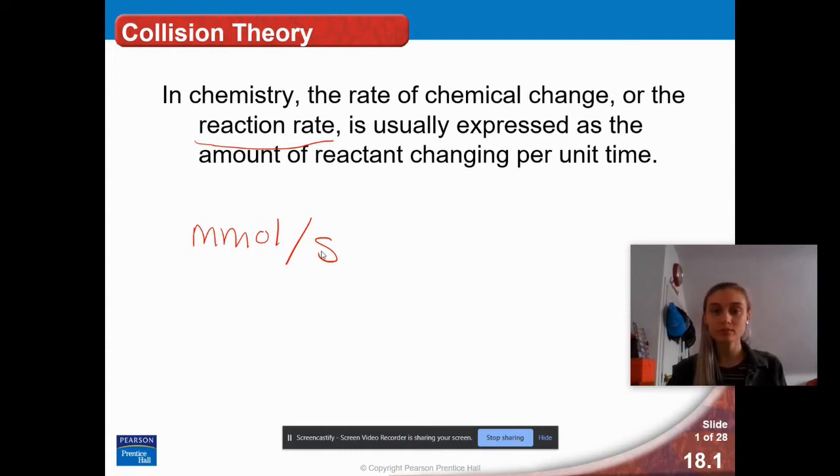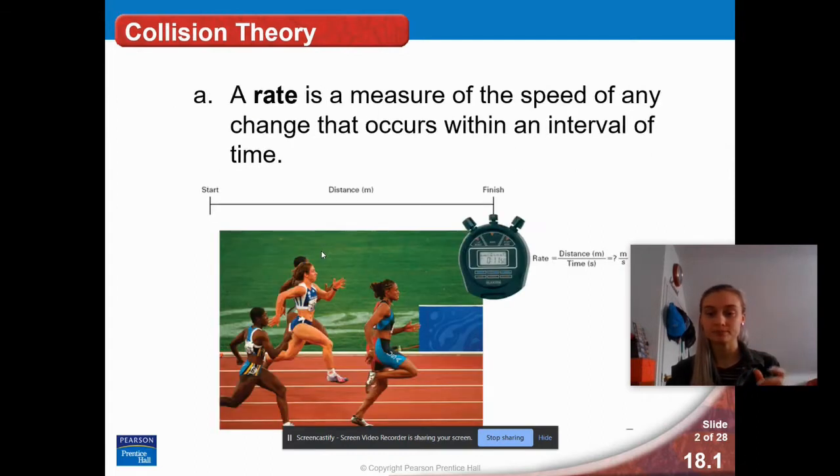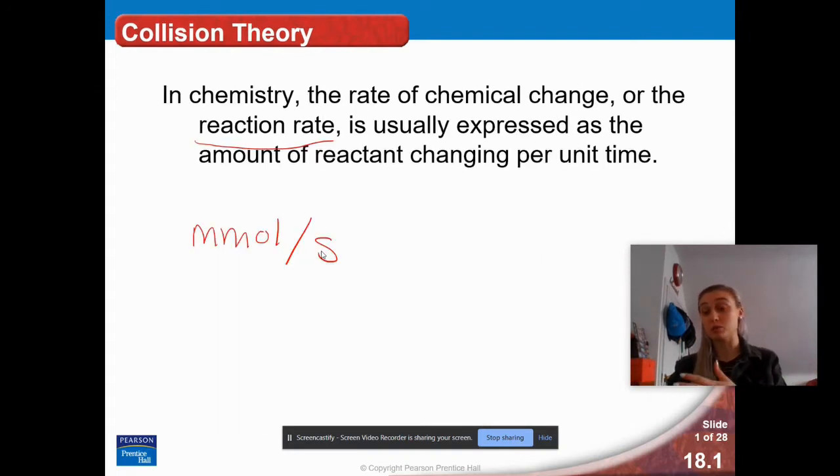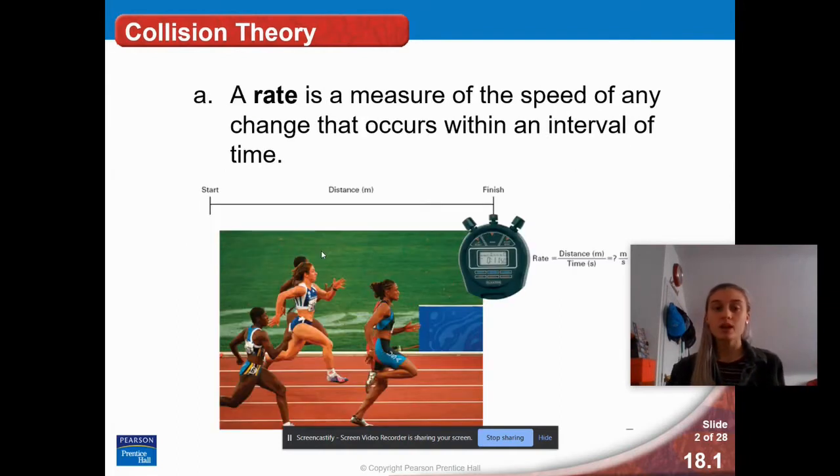Okay? But the first thing we're introducing here is just the reaction rate of a chemical reaction. And like I said, a rate in chemistry is going to be millimoles per second. That's our unit. And it's just how much reactant is changing into the product per unit time. But in general, a rate is just the measure of the speed of any change within an interval of time.